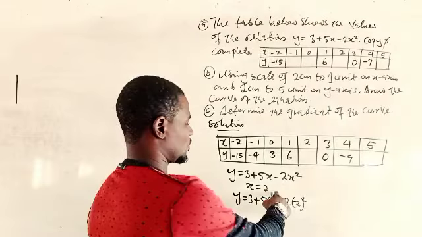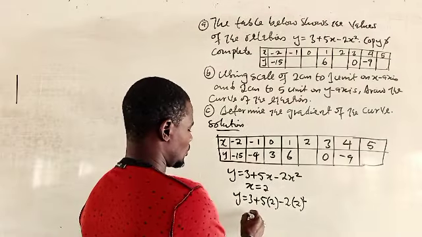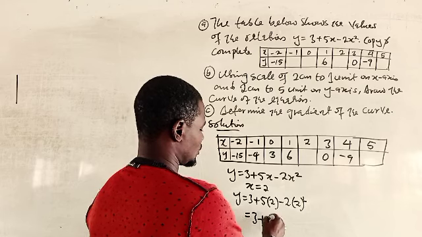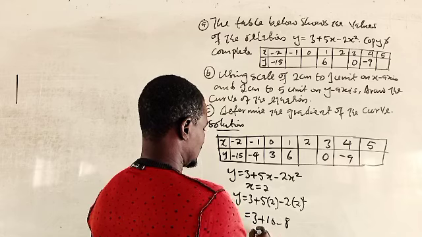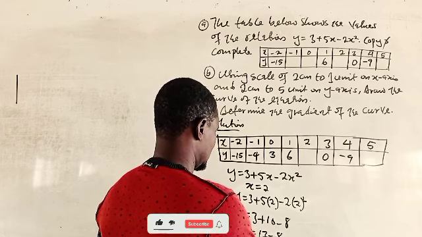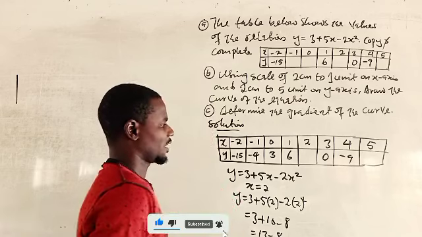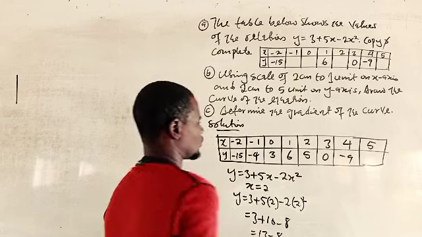As x equals 2, we remove x and put the 2. So we have 3 plus 5 times 2 is 10, minus 2 times 2 squared, which is 4 times 2, is minus 8. So this is 13 minus 8, and 13 minus 8 is just 5. So I think we have 5 here under 2.